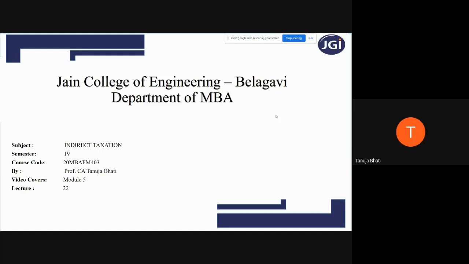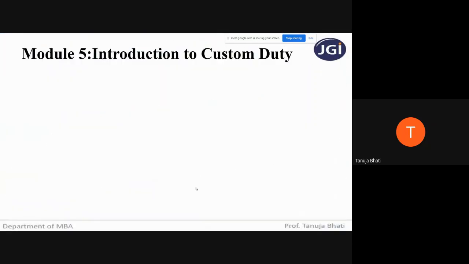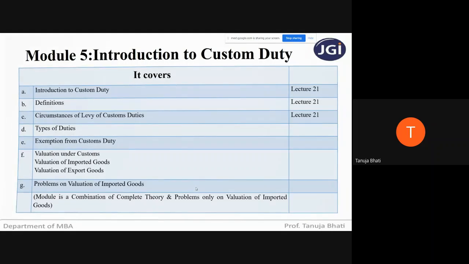Okay, welcome students, welcome to lecture number 22 where we will be continuing with module number 5 under subject indirect taxation. So under this particular module, that is module number 5, is nothing but introduction to customs duty. In our yesterday's class, we have seen introduction to custom duty, the different definitions, and we have covered a part of circumstances of levy of customs duty. So today we will be seeing continuation on circumstances of levy of customs duty and types of duty.